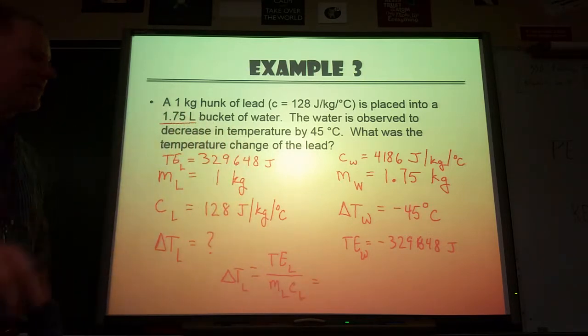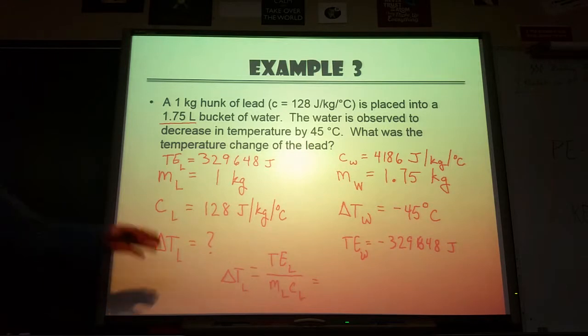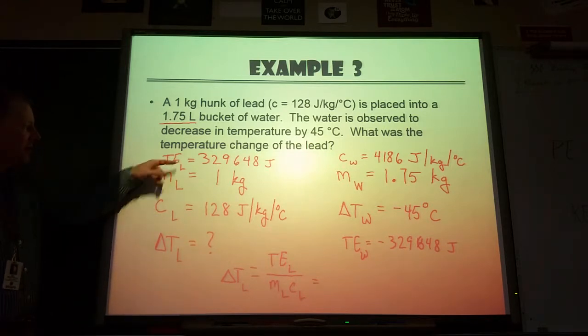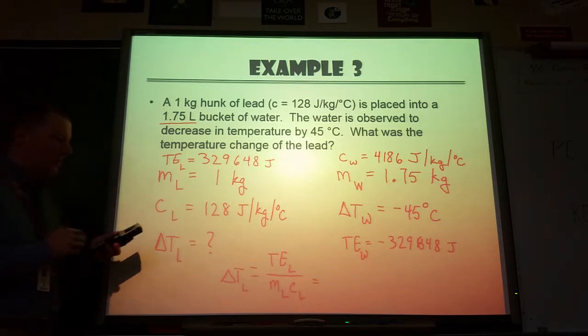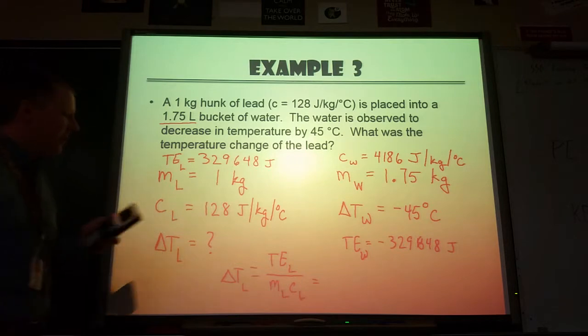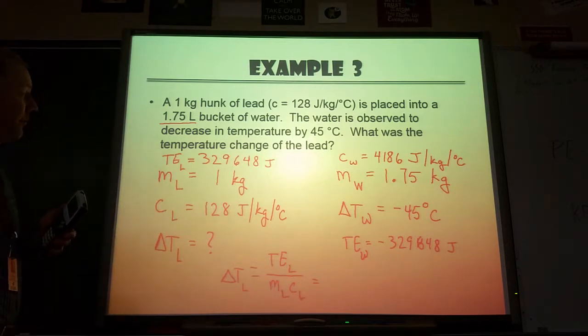And again, because of space, I won't write all of it out as I usually would. We'll take the thermal energy, our 329,648 joules, divided by the mass, which is 1, and divided by the specific heat, 128, and we get, holy moly, a big number.